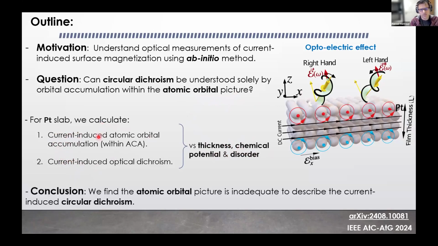So the conclusion is that we find the atomic orbital picture, which people typically use to explain this effect, is inadequate according to our DFT calculations to describe the current-induced circular dichroism.